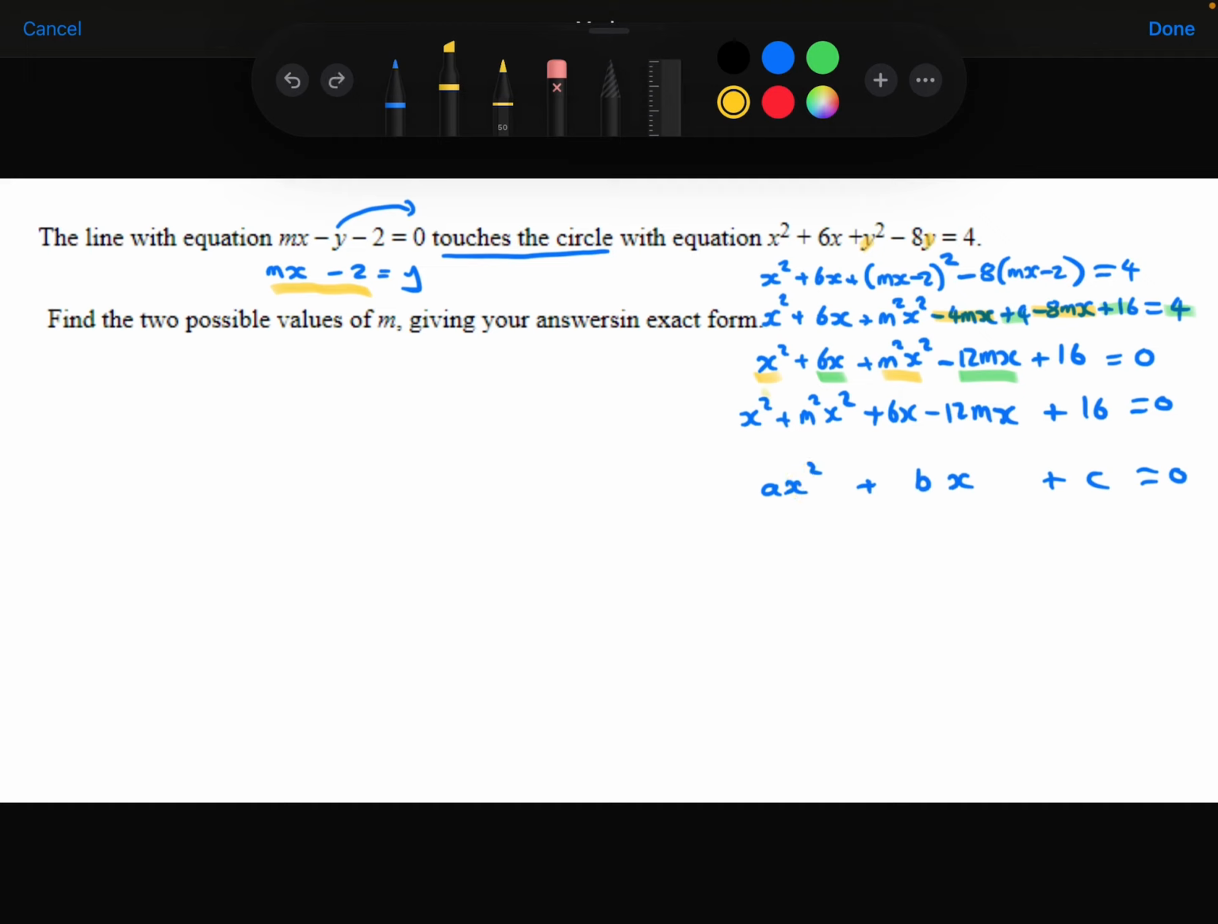So what I'm going to do is factorise this x squared outside of those first two terms, which is going to leave me a 1 plus m squared as the coefficient, because the 1 times the x squared is the x squared. The m squared times the x squared is the m squared x squared. By writing it like this, I can see clearly that the a is going to be the 1 plus m squared.